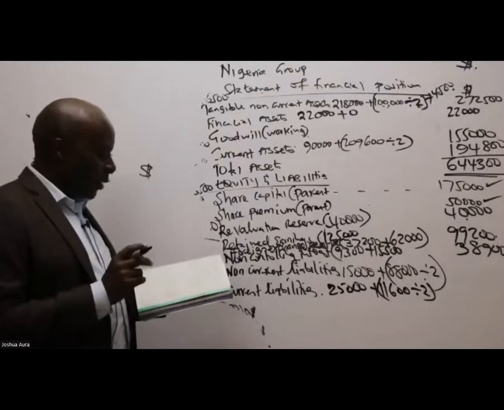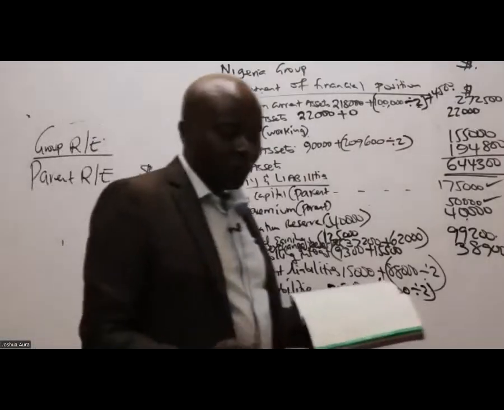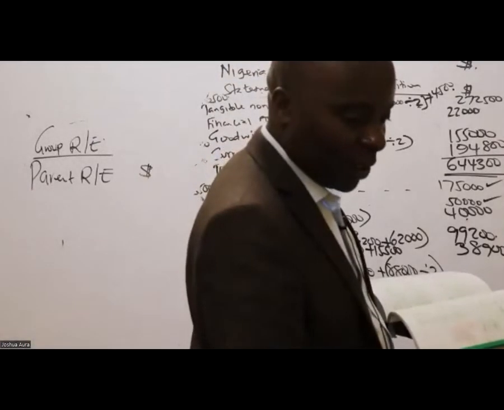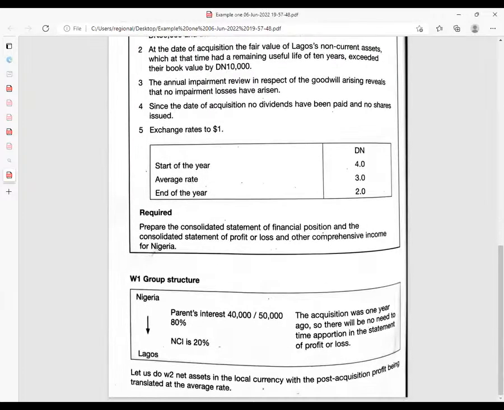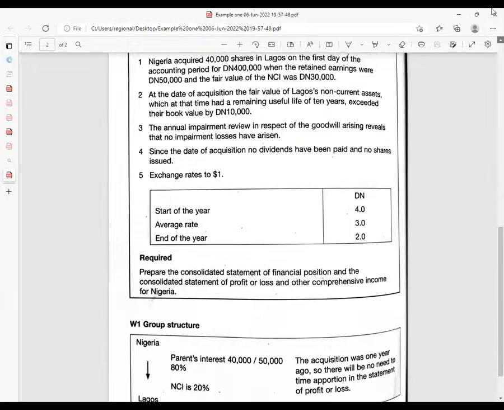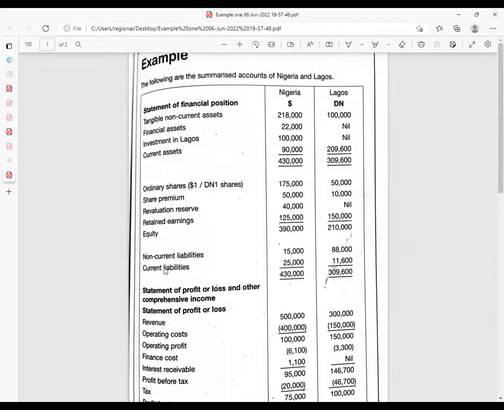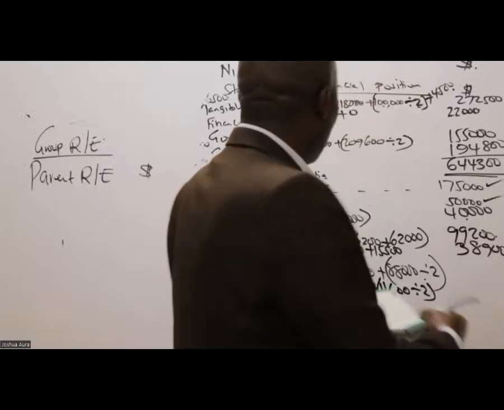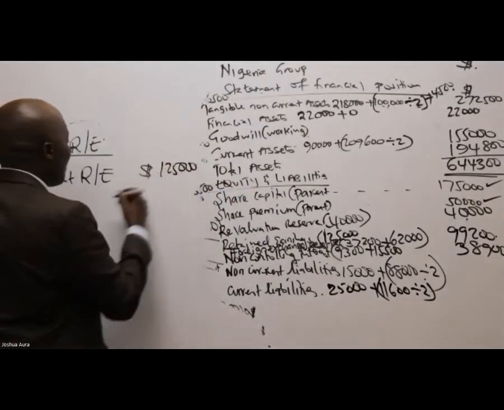Parents retained earnings tuko nazo ni ngapi from the balance sheet? What do we have here? Parents retained earnings from the balance sheet. Right? 125,000, isn't it? So here we have 125,000. So remember here we can only bring what here?